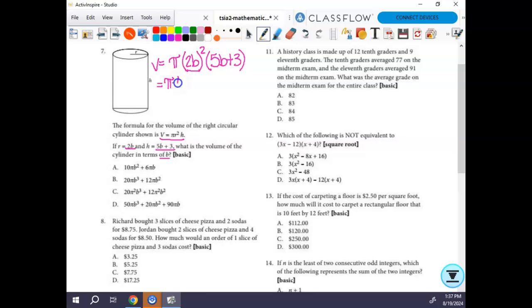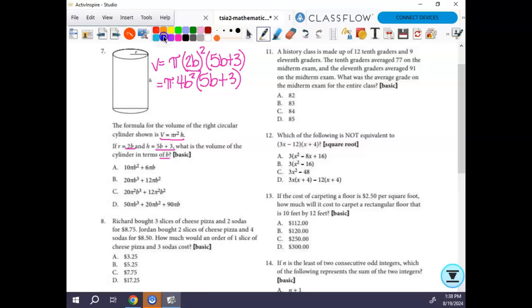2 squared is 4. B squared is B squared, right? Then I still have 5B plus 3. The other day when we did that simple little lesson on the numbers, we talked about some properties. Remember, one of those properties was the distributive property.